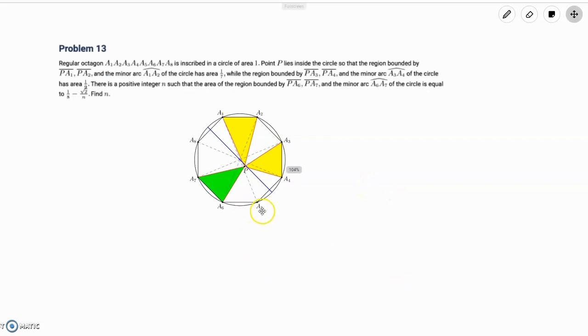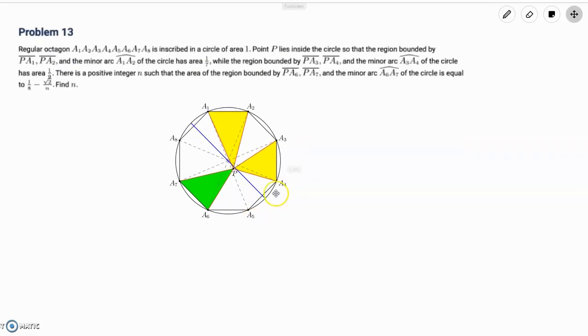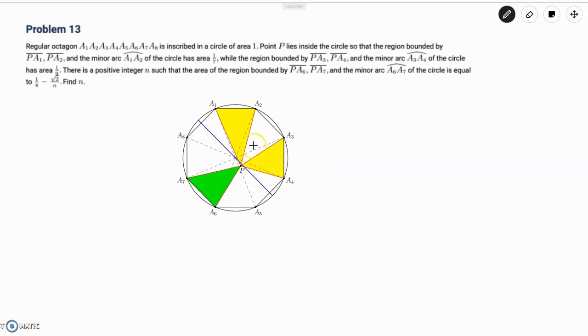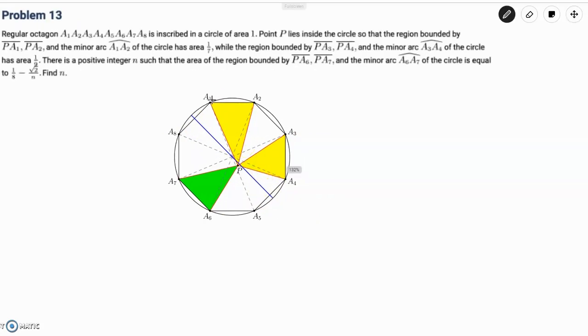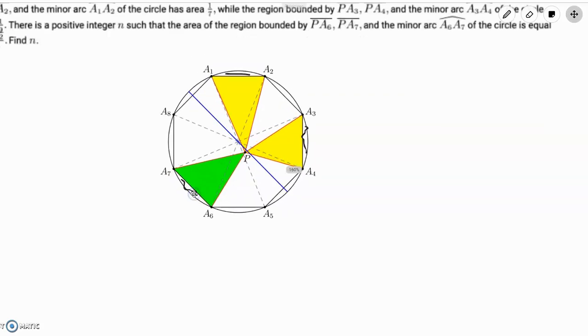Find n. So I took a diagram from AOPS and I put it here. We're actually not going to be using the blue line in this solution, so just disregard it. But basically the diagram shows the areas that we need, and this region is included in PA1, A2, and this region is included in PA3, PA4, and we want to find the area of the green triangle plus the area of this black region.